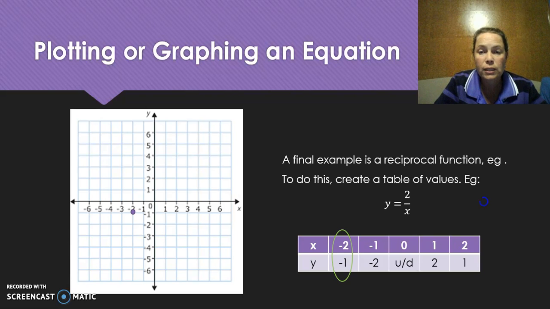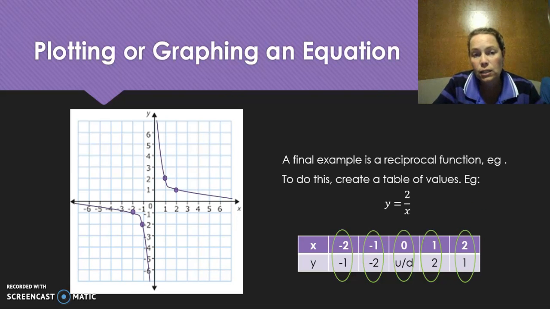So we've got some points there. So once again, we can note those down. Undefined means it's not going to touch there, and it's going to start again. And if we pop in our lines, it's going to be what we know to be a hyperbola.